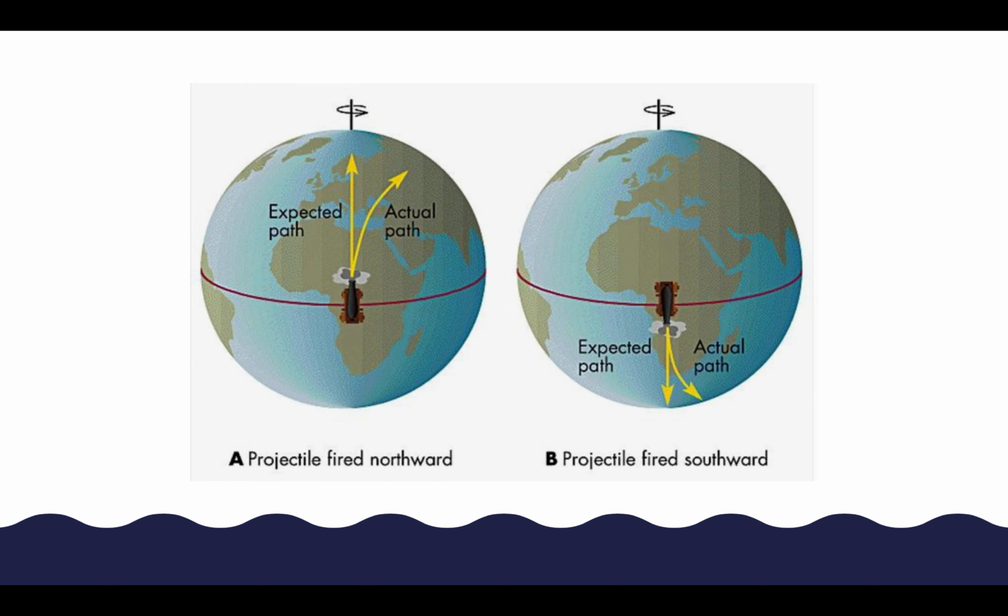Friction, which can be found closer to Earth's surface, lowers the Coriolis force because it acts in opposition to motion.